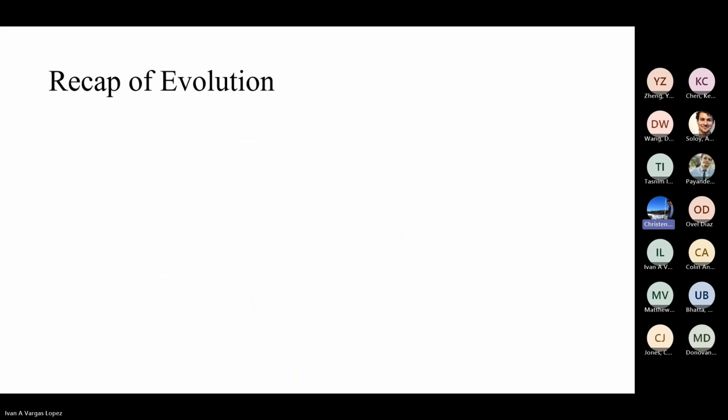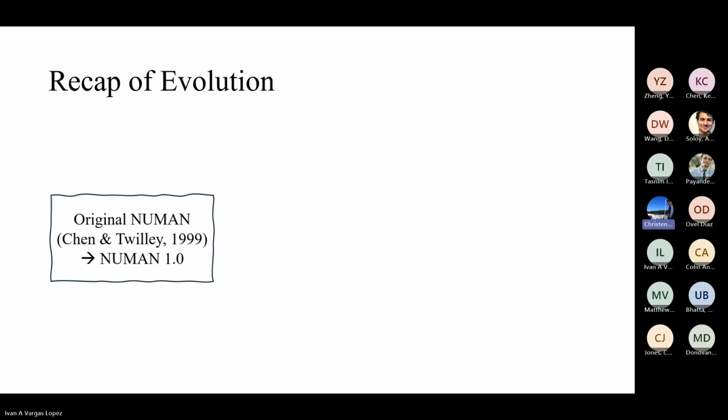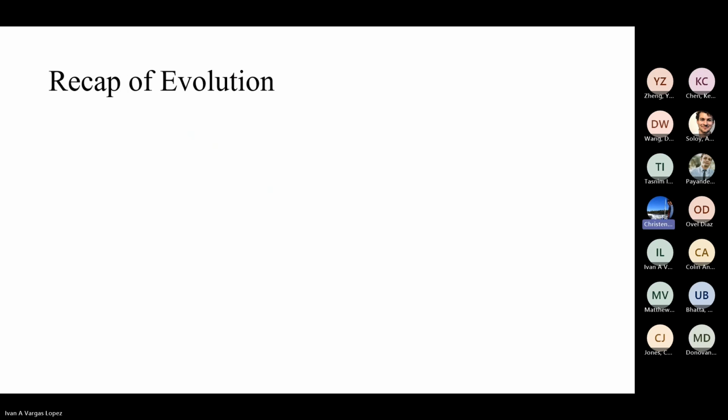So Dr. Twilley has already talked about the model simulations and all other stuff. I will just give a quick recap of the evolution of our model. Oh, it is not updating here. Somehow I have to look at here.